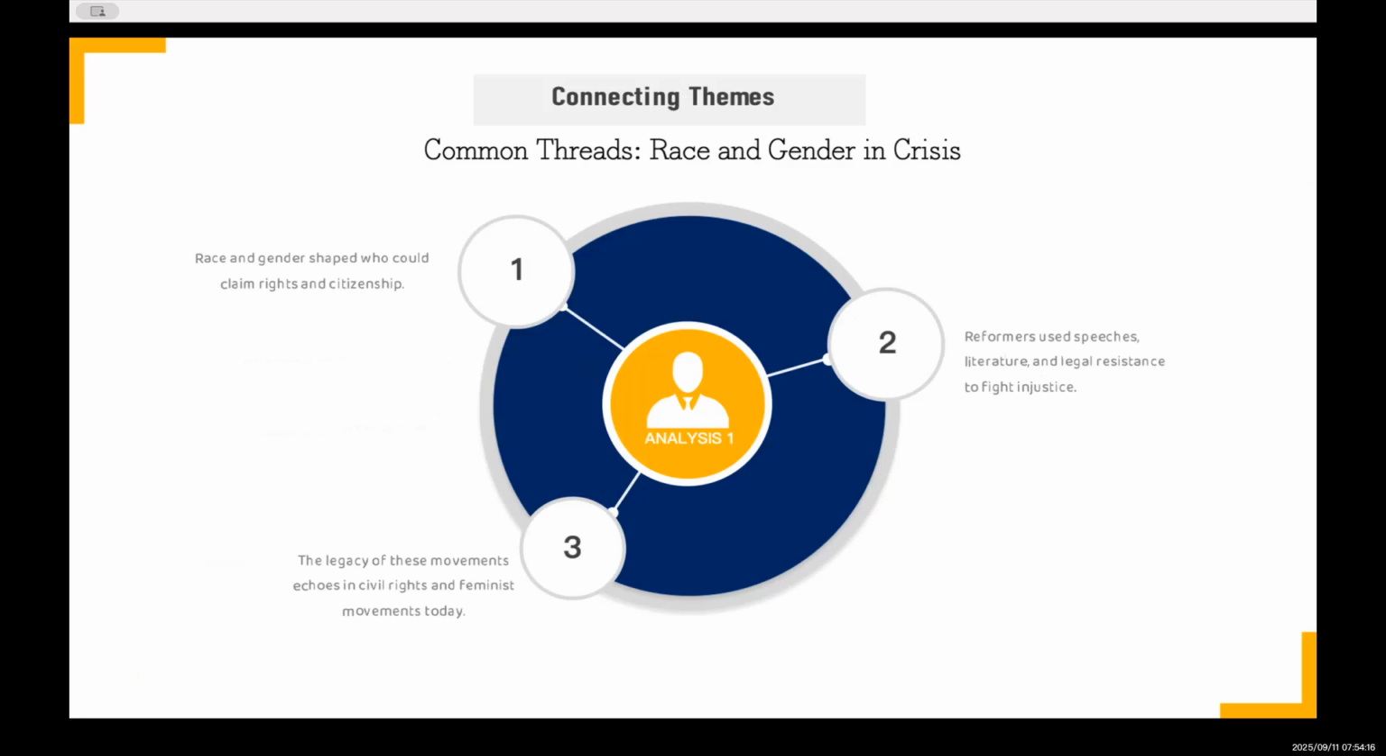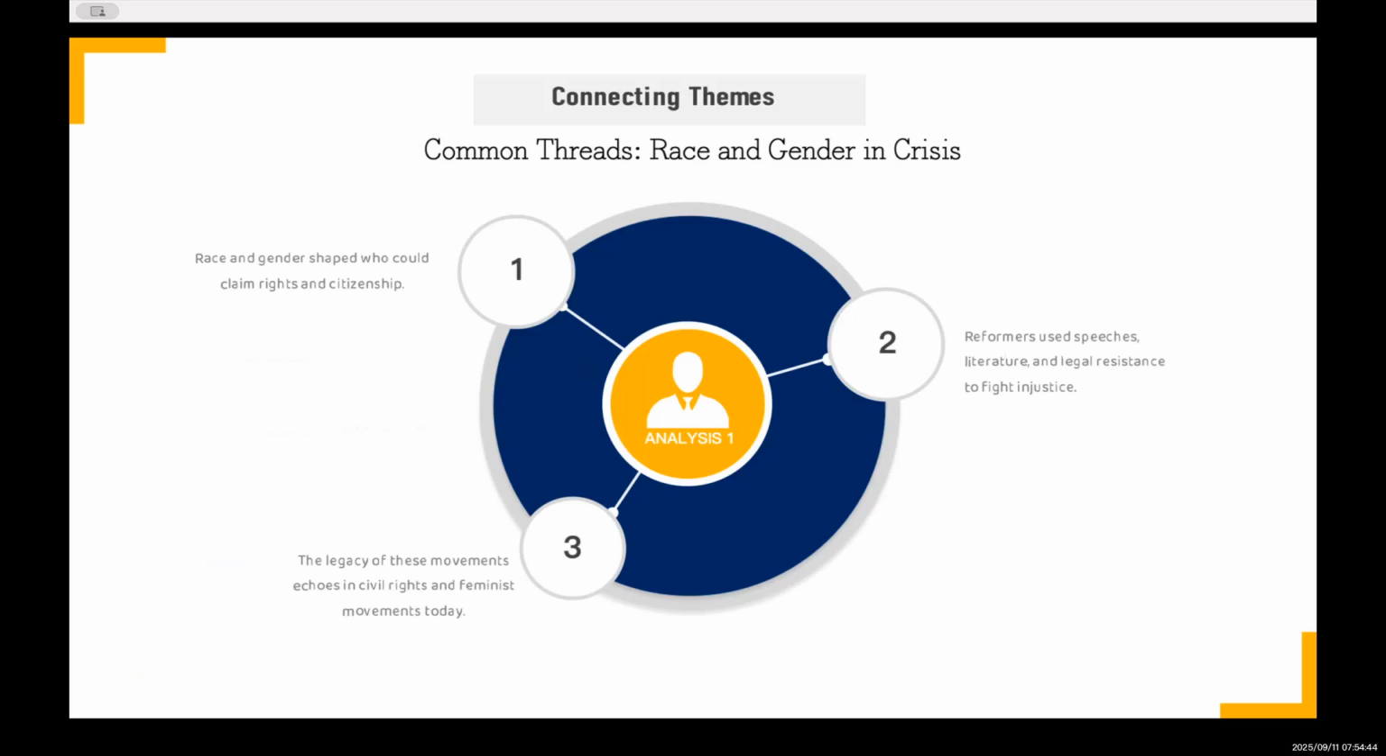So, what do all these sources have in common? Together, they reveal that freedom in 19th century America was a contested idea. Who counted as free? Who was a citizen? Who had rights?